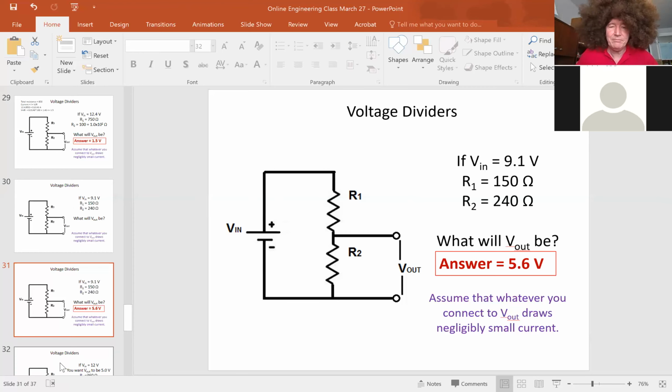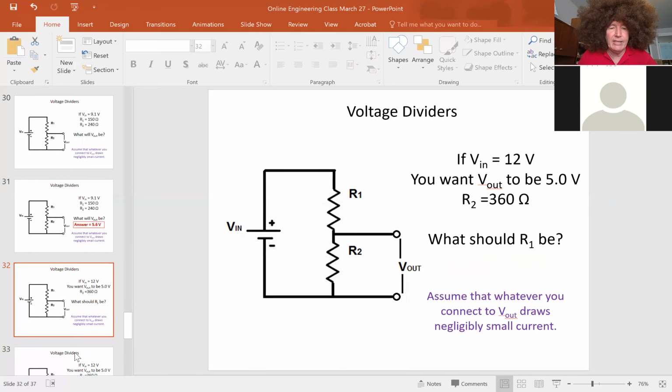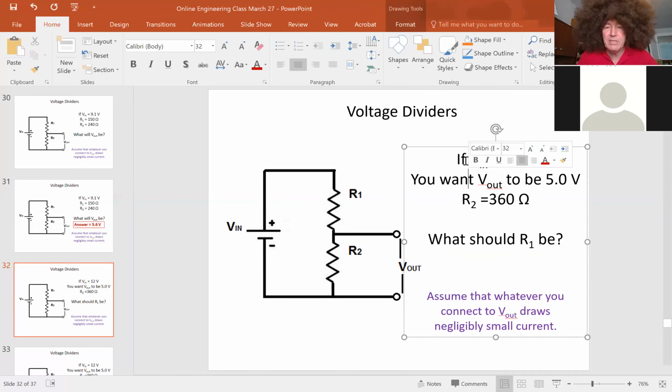Okay. All right. Now, we've still got about 13 minutes left. So I want to do one more problem. It's also a voltage divider problem, but I'm going to approach it from a different angle. Let's see if you guys can handle this. This time around, I'm not asking you what the output voltage is. I'm telling you what I want the output voltage to be.